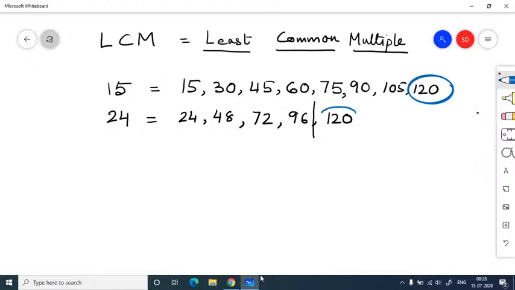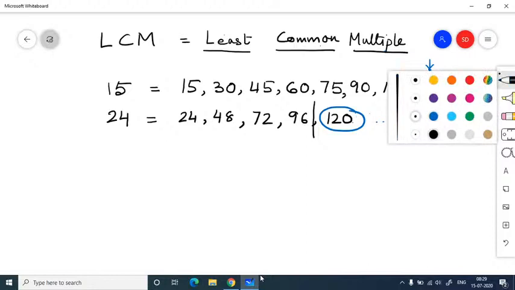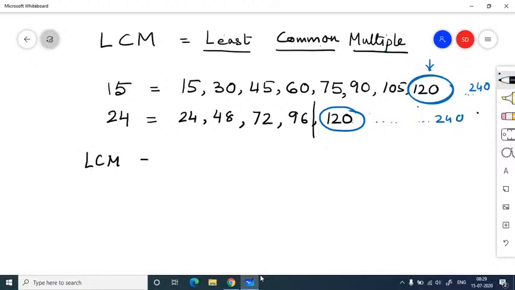120, 120. Okay. Again, the next common multiple will be 240. Again you will have 360, then 480, in this way. But the first one is 120, which is the minimum, the least common multiple. Then you will have many more common ones after this, but the first one was 120. So your LCM will be 120. Okay, this is the meaning of lowest common multiple.